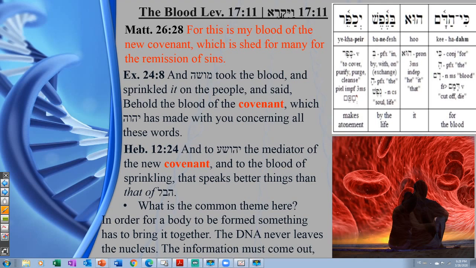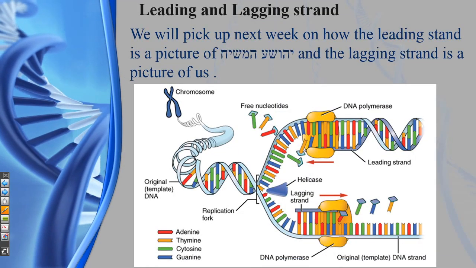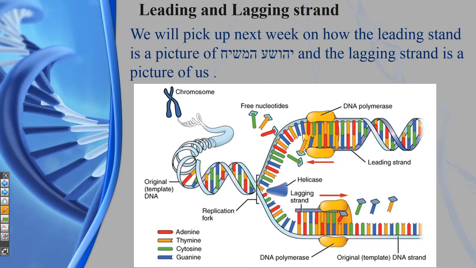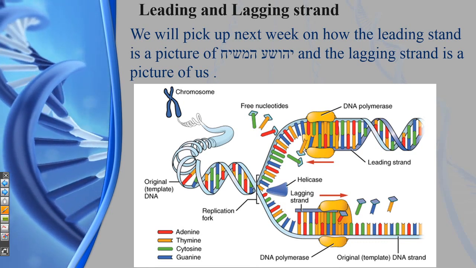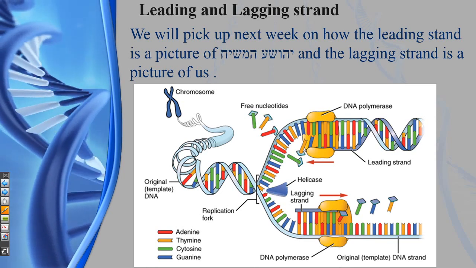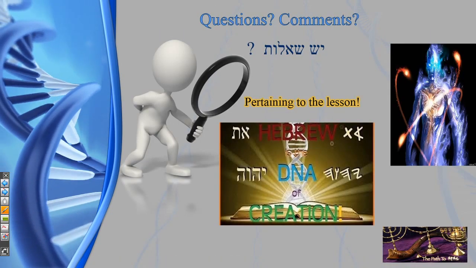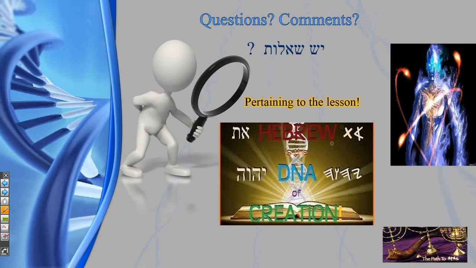I think it's up to next week. Yeah, so next week, about the leading and lagging strand. We will pick up next week on how the leading strand is a picture of Yahushua the Mashiach, and the lagging strand is a picture of us. So more on that next week. Okay. Anyone have any questions?